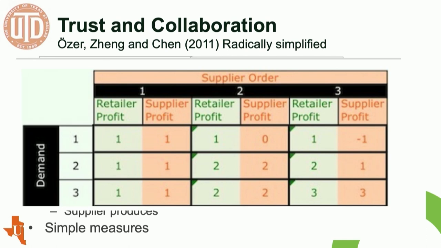Basically, if the supplier knew the retailer was truthful, then he would want to produce 1 when the demand is low and 3 when the demand is high. But if he doesn't trust the retailer, then he wants to produce 2. So he maximizes his profit by producing 2.